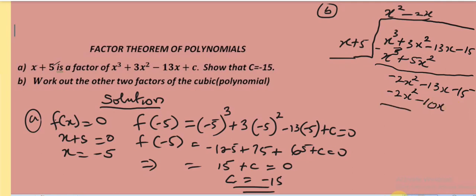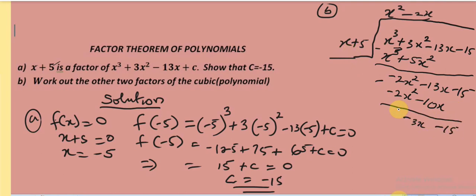Then I'll put a line again to subtract. This minus this will be 0. Minus 13x minus minus 10x, because minus times minus is plus, becomes minus 13x plus 10x, which is the same thing as 10x minus 13x. That will give me minus 3x. Then I'll bring down minus 15.